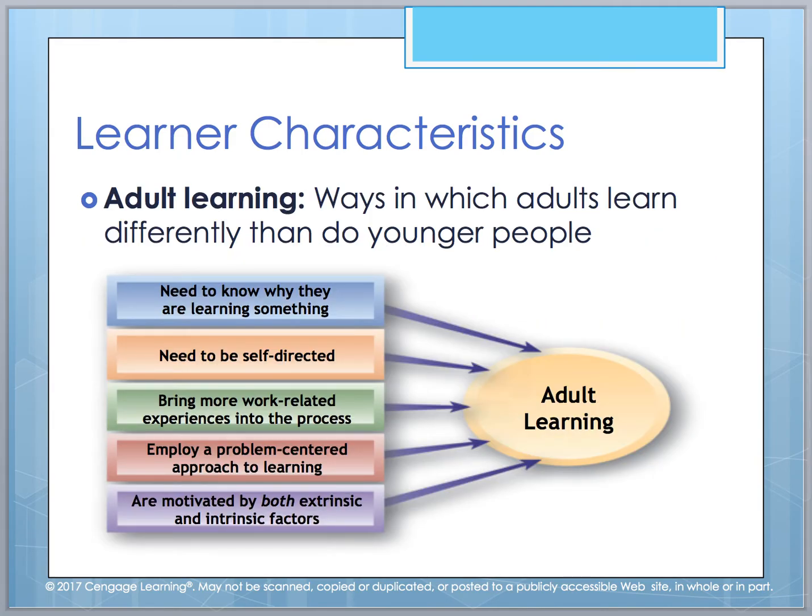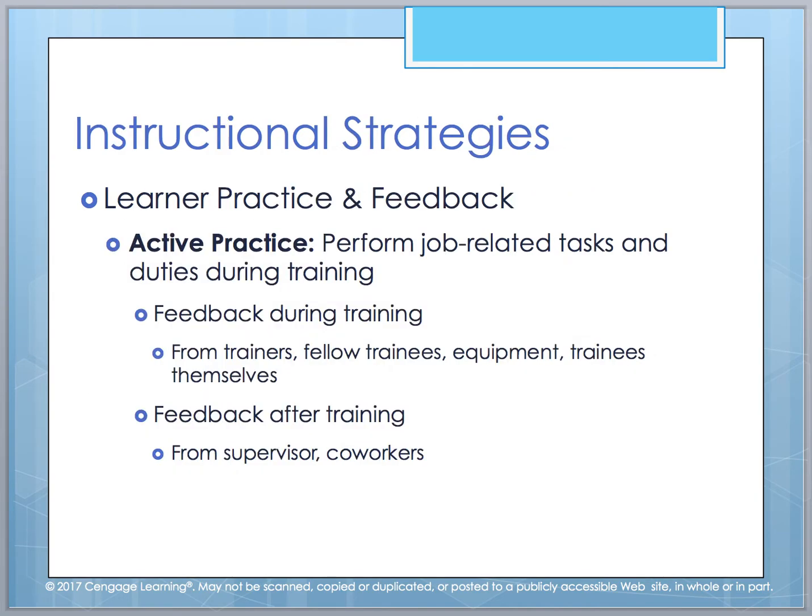So with the adult learner, there are ways in which we can engage an adult learner. There are ways in which we learn that are different from a younger person. They need to be self-directed. They need to know why they're learning something. They need to bring more work-related experience into the process. Are they motivated by both extrinsic and intrinsic factors? And then you have to be able to employ a problem-centered approach to learning.